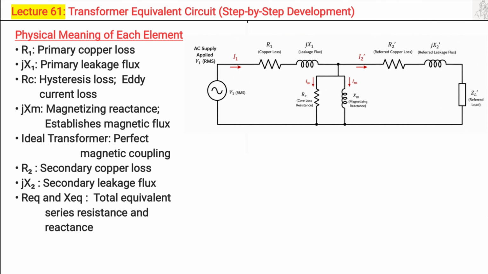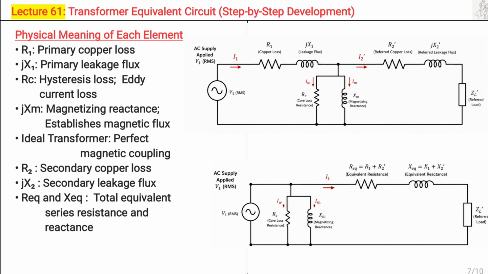And finally, physical meaning of each component. So R1 represents the copper loss of the primary, jX1 represents the leakage flux drop in the primary, RC represents the core loss components, that is eddy current and hysteresis loss, jXM represents the magnetizing reactance that is used to establish the magnetic flux in the core, R2 dash represents the secondary copper losses referred to primary, jX2 dash represents the leakage flux drop referred to primary, and ZL dash represents the secondary impedance referred to primary. And finally, R equivalent and X equivalent are simply the total equivalent series resistance and reactance of the transformer.